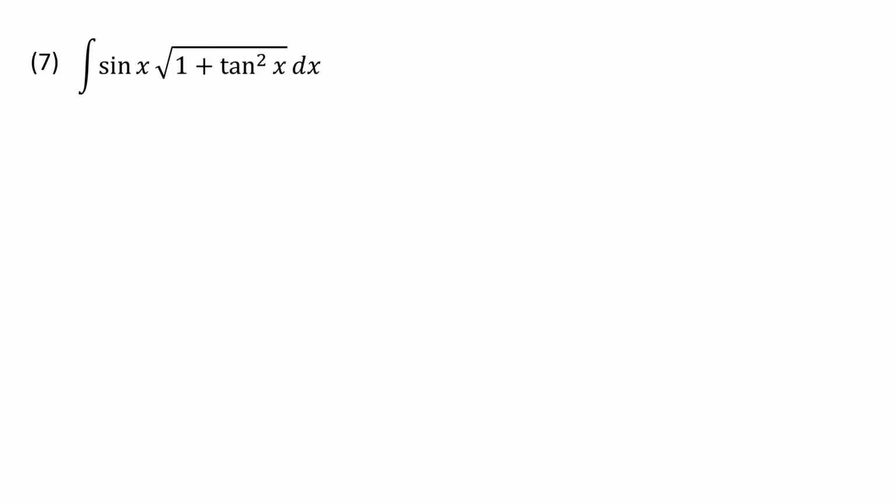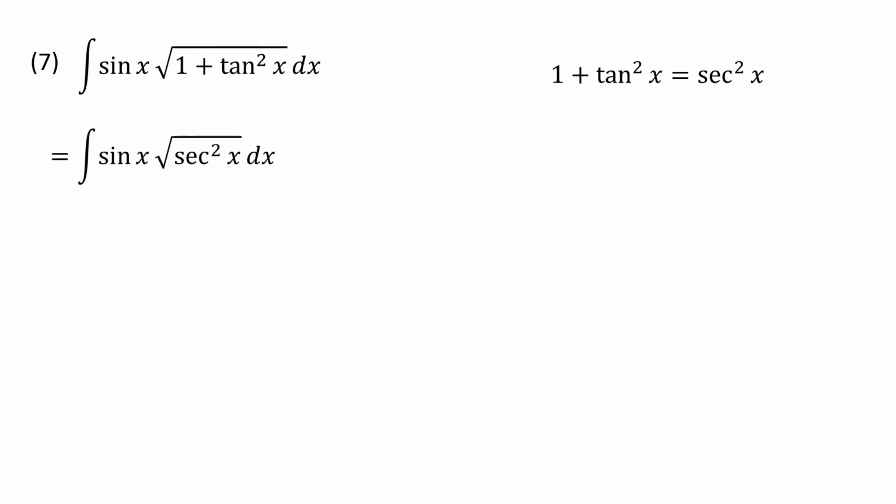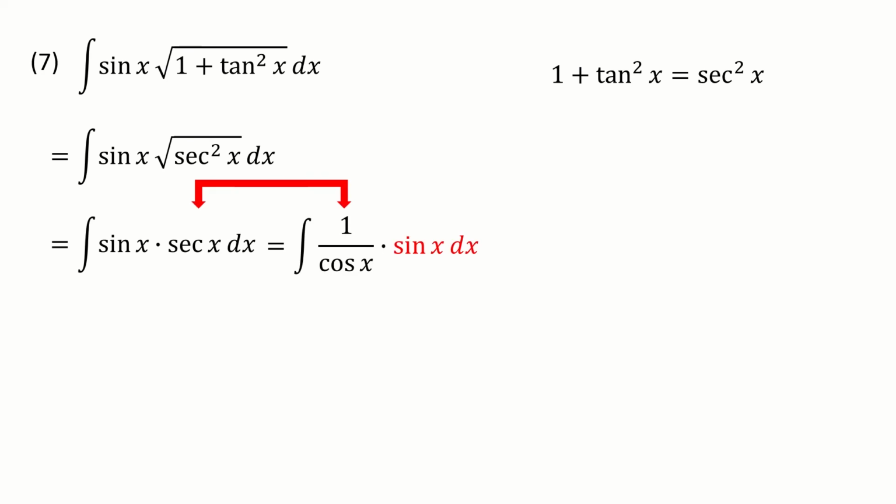Here is problem 7. So first, we try to simplify the 1 plus tangent x squared term inside the square root. So we use the trigonometry identity here. 1 plus tangent squared is the secant squared. After we take off the square root we got here. Next, we use the definition to replace the secant x with 1 over cosine x.